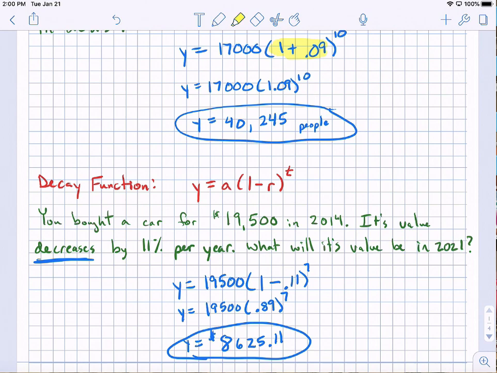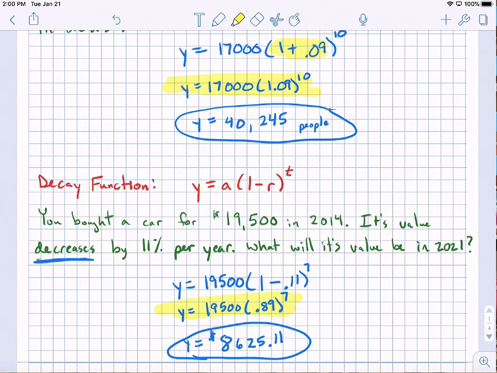Okay, so another thing I wanted to show you, I'm not going to show you an exact example of, but you're going to see in the assignment, is they will give you an equation that could look like this one up here or this one down here. If you can imagine for a second that we took away the word problems and that gave you just the equation, y equals 17,000 times 1.09 to the 10th, or y equals 19,500 times 0.89 to the 7th.